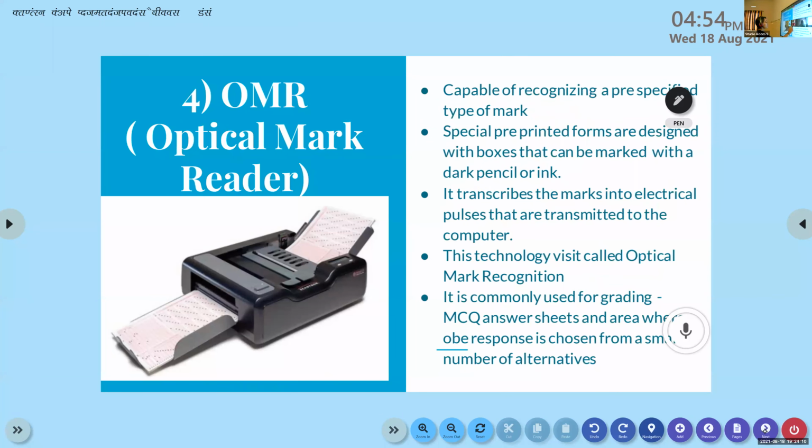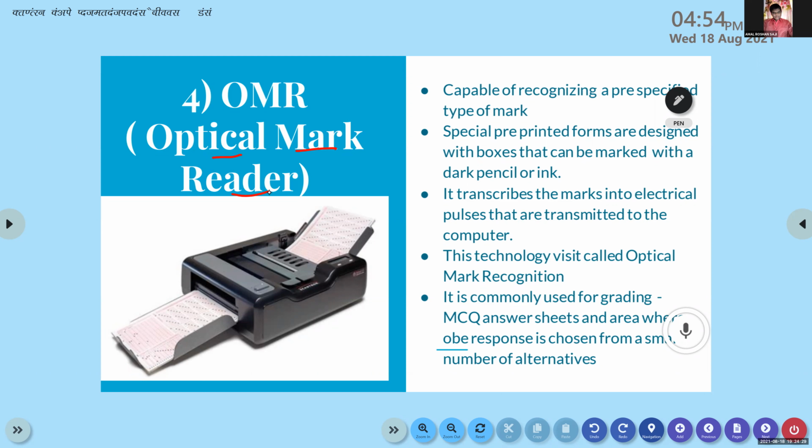So next one is OMR. This is your favorite device. Because why? Can you just tell me why? I'm used for evaluating OMR sheets. Yes. So what is the full form of OMR? Please note down. Optical mark reader, isn't it?